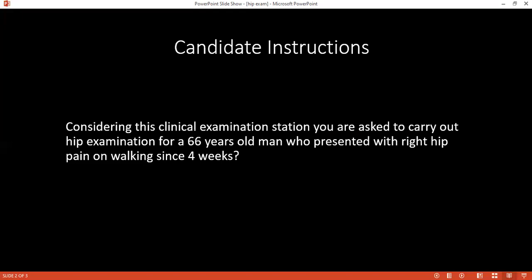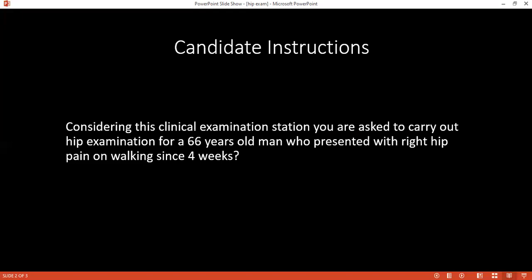So, what are your provisional and differential diagnosis for this patient? It could be inferior gluteal nerve injury or osteoarthritis. First, you'll mention osteoarthritis, then it could even be gluteal nerve injury. All right, okay. How would you confirm your diagnosis? What investigations would you ask for?